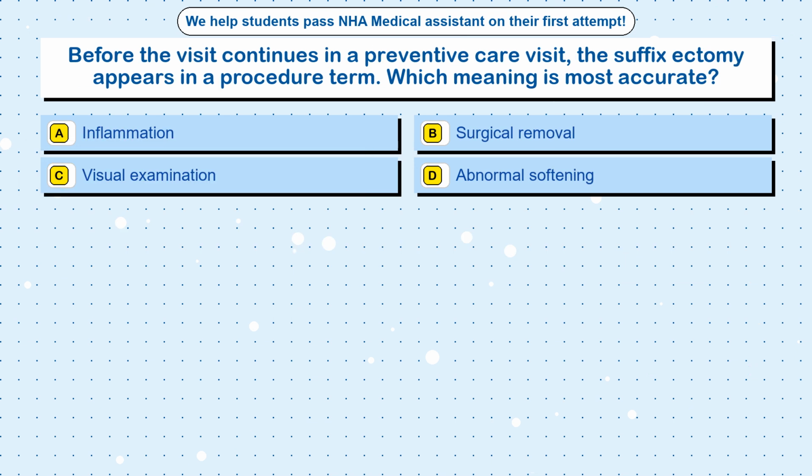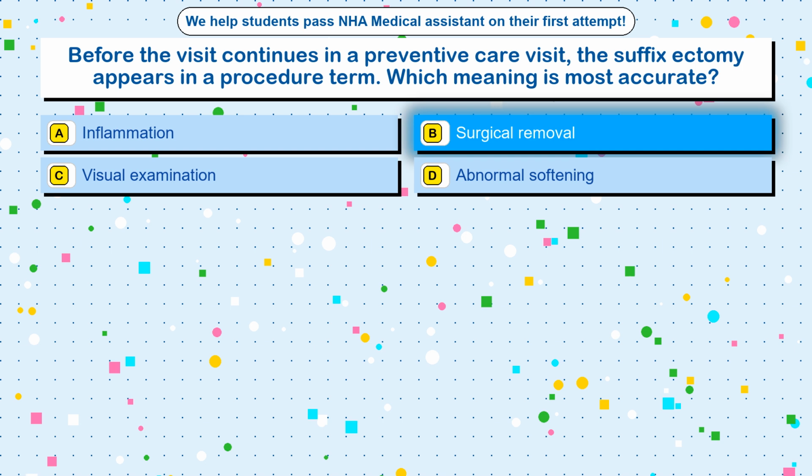Question 39. Before the visit continues in a preventive care visit, the suffix ectomy appears in a procedure term. Which meaning is most accurate? Option A. Inflammation. Option B. Surgical removal. Option C. Visual examination. Option D. Abnormal softening. The correct answer is option B.